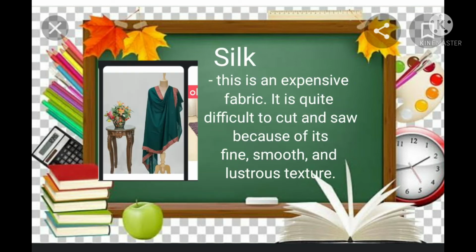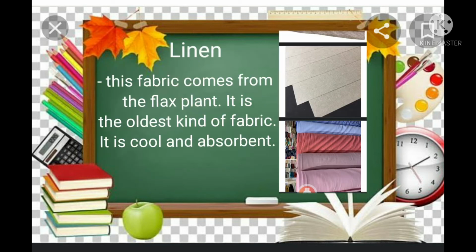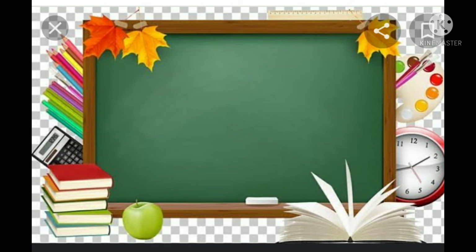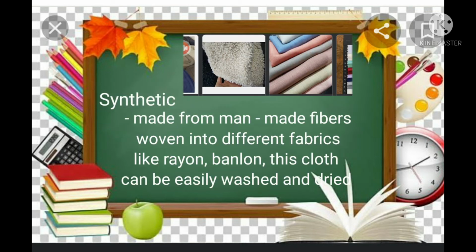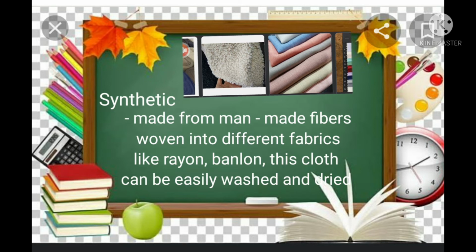Silk fabric, this is an expensive fabric. It is quite difficult to cut because of its fine, smooth, and lustrous texture. The linen, this fabric comes from the flax plant. It is the oldest kind of fabric. It is cool and absorbent. Synthetic, made from man-made fibers woven into different fabrics like rayon, banlon. This cloth can be easily washed and dried.